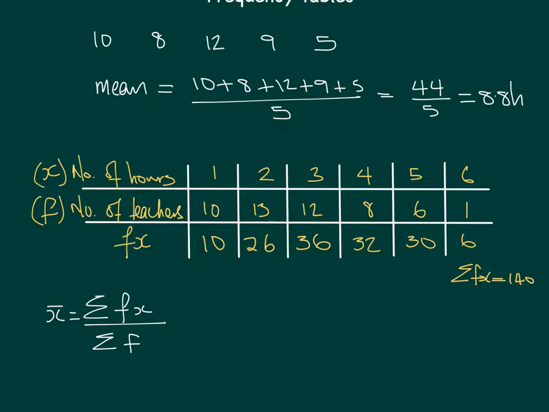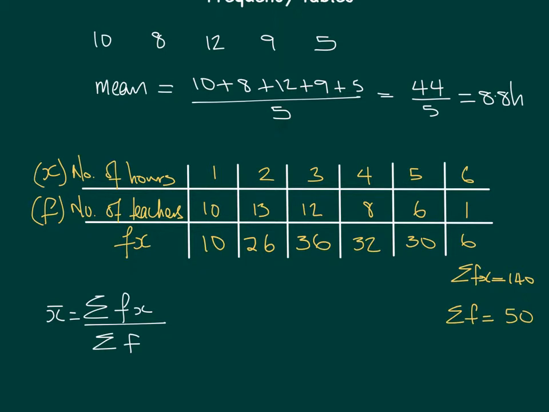The next thing I'm going to need is the sum of f. And the sum of f, I will get that by adding up the number of teachers that I spoke to. So there were 10 teachers here, 13 teachers there, 12 teachers there, and so on. So I need to add all of my teachers up. And it turns out that I spoke to 50 teachers. So that's my 50 teachers there.